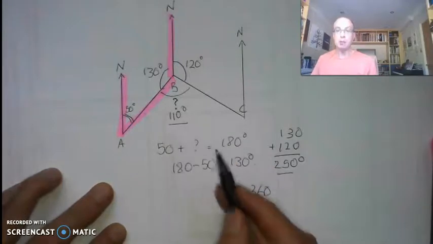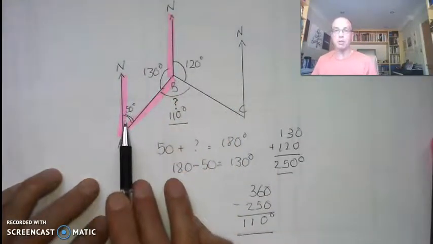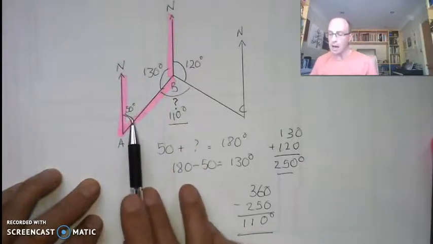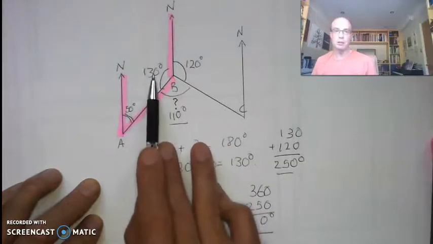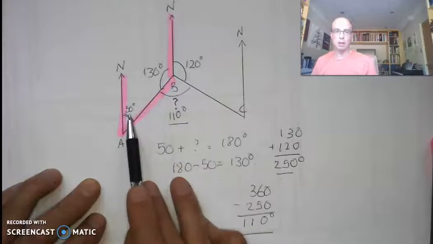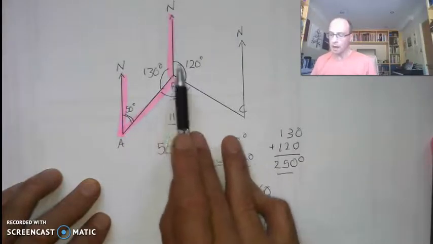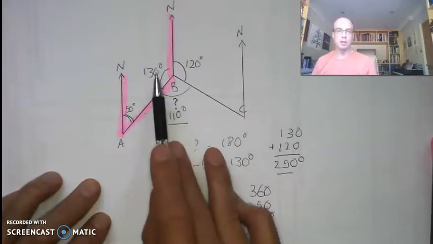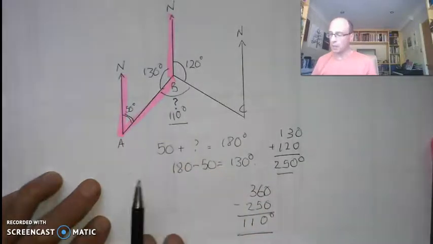I've needed to do 2 steps. First of all, I've used my co-interior angles, remember sometimes we call them supplementary angles, and the fact that they sum to 180. So if that one's 50, this one needs to be 130, so that 50 plus 130 gives me 180. I can then use angles around a point equals 360. I know these 2 now, so I can work out what the missing angle is.